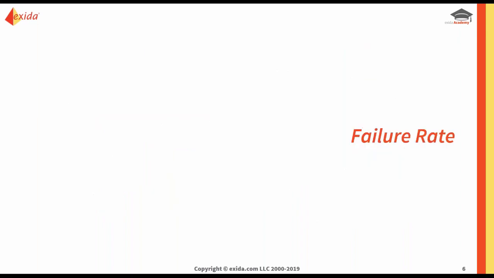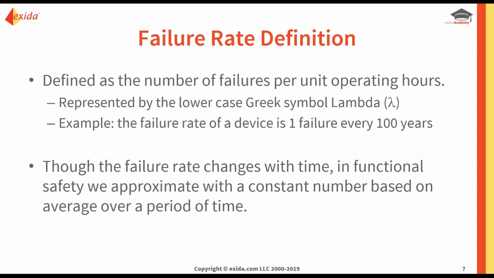So let's jump into the different time parameters that are used in functional safety and specifically play a big part in your SIL verification calculations. Obviously, the most obvious of these is the failure rate. The failure rate is defined as the number of failures per unit operating hours. It's represented by the lowercase Greek symbol lambda. And as an example, you might hear the failure rate of a device is 1 failure every 100 years. Some people might say it like that.